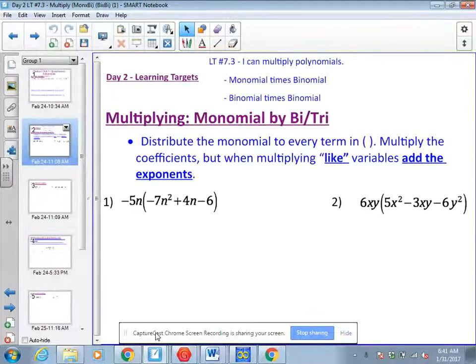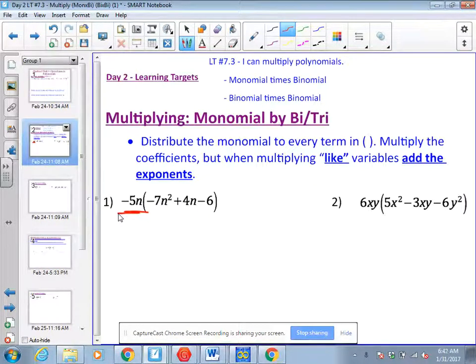Alright, yesterday we talked about adding and subtracting polynomials. Today we are going to start the process of multiplying polynomials, specifically monomials and binomials today. So, if we have a monomial being multiplied by something else, a binomial, trinomial, or polynomial, you're going to treat it like the distributive property.